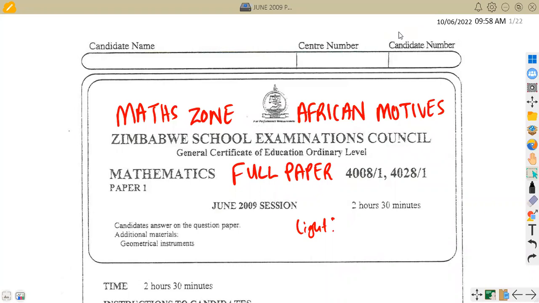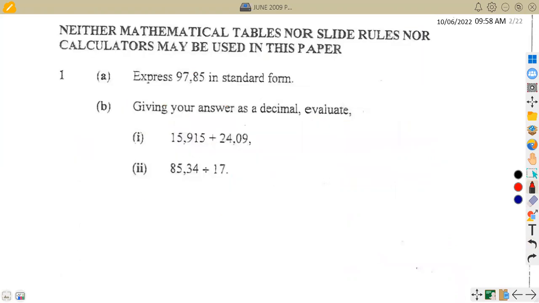Still working on O-level maths, working on past exam papers and revisions as we are about to write our final examinations anytime from now. So we are not going to waste much time in this paper, June 2009, paper 1. I'm just going to explain. Now we know most of these things, so I just want to explain one or two things in this paper which are most important. So not wasting much time, let us quickly rush through the first question.